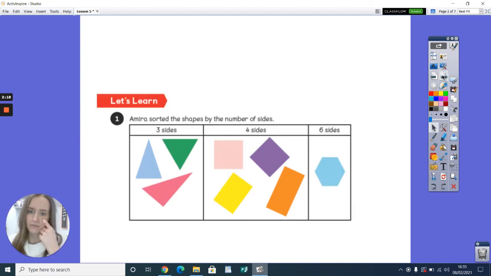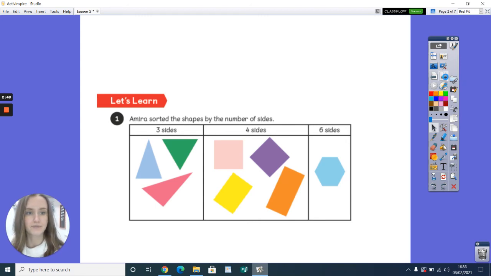So some of you may have sorted them like this. So Amira has sorted them. She sorted them into 3 groups. She sorted them depending on the number of sides they've got. And just put here, look, these sort of shapes all have 3 sides. These shapes all have 4 sides. And this shape on its own has 6 sides. So well done if you organise them based on the number of sides they have.